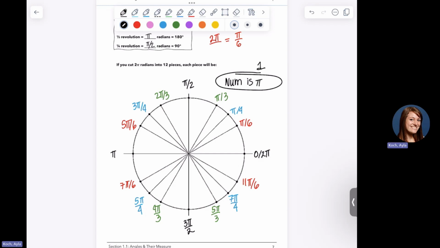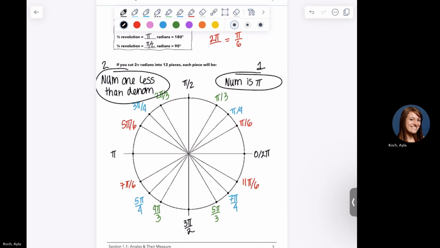In quadrant 2, notice that the numerator is 1 less than the denominator. So this is 2 pi versus 3. So 1 less than 3 is 2. 1 less than 4 is 3. 1 less than 6 is 5. This is just a great way of memorizing this unit circle and the radian measurements. So the numerator is 1 less than the denominator. And that's in this quadrant over here.